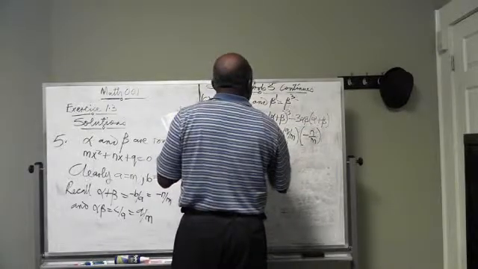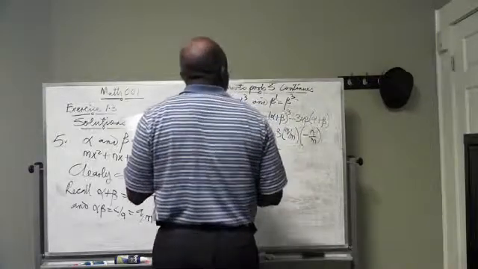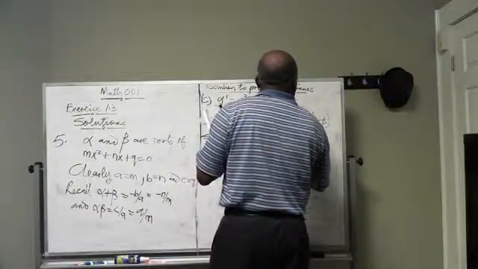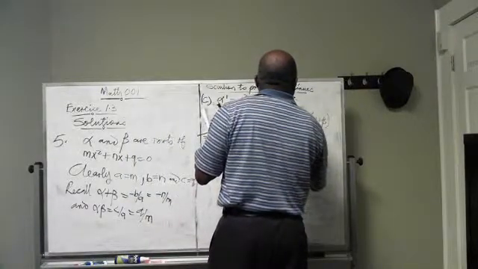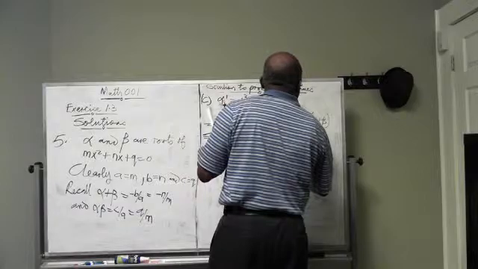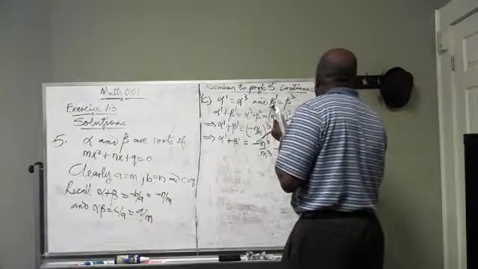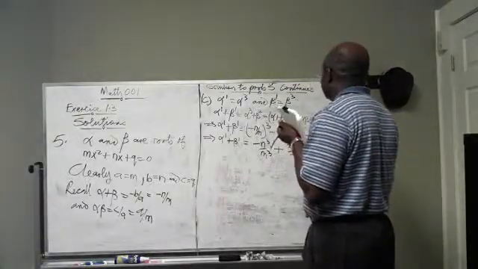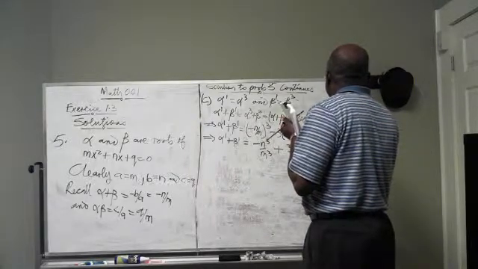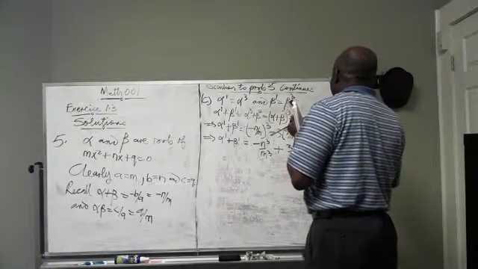minus n cubed over m cubed minus, plus 3n cubed over m squared, which on further simplification gives us mn cubed minus n cubed all over m cubed.